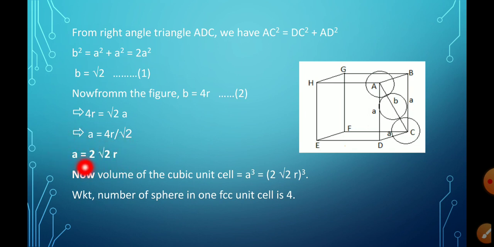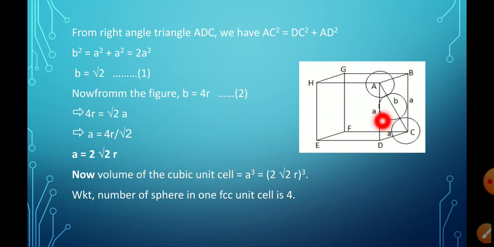This one is very important for your competitive exam. What is a in terms of R? a is the edge length. How is it related to the radius R? How is the radius related to the edge length? For solving problems, this relation is very important. Please remember this. Now, the volume of the cubic unit cell.